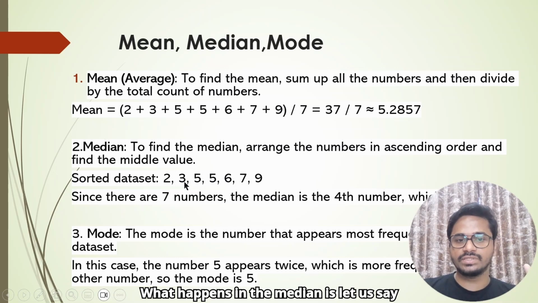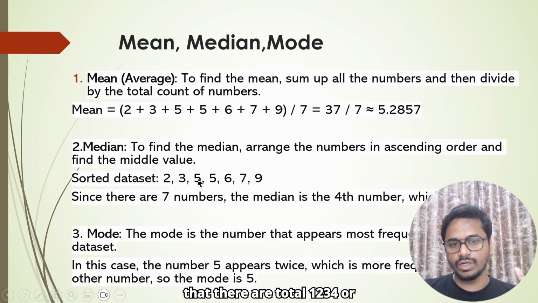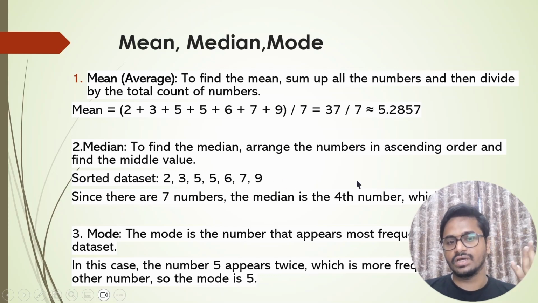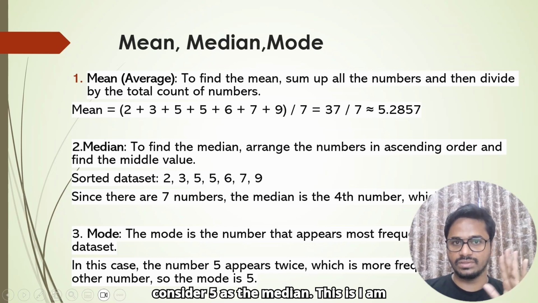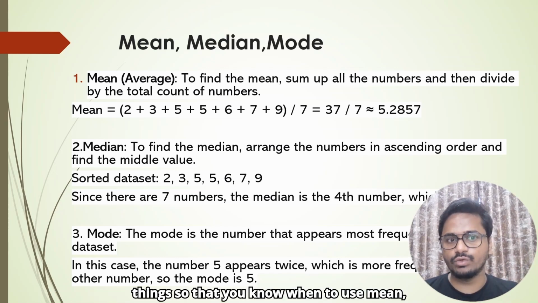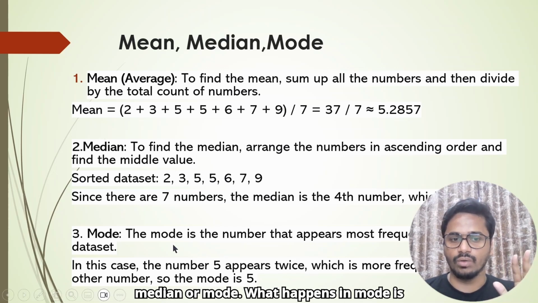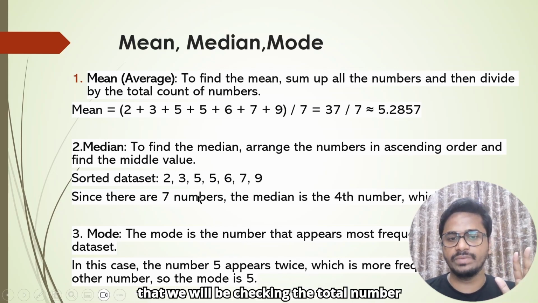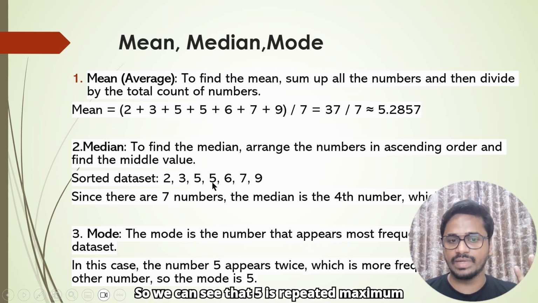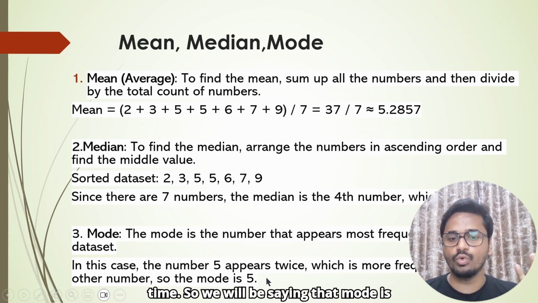A median, what happens in the median is, let's just say that there are total 1, 2, 3, 4, 5, 6, 7, 7. So what is the middle value? Middle value is 5. So it will consider 5 as the median. This is median. I'm purposely trying to explain these things so that you know when to use mean, median or mode. What happens in mode is that we will be checking the value that has repeated the maximum number of times. So we can see that 5 is repeated maximum times. So we will be saying that mode is 5.